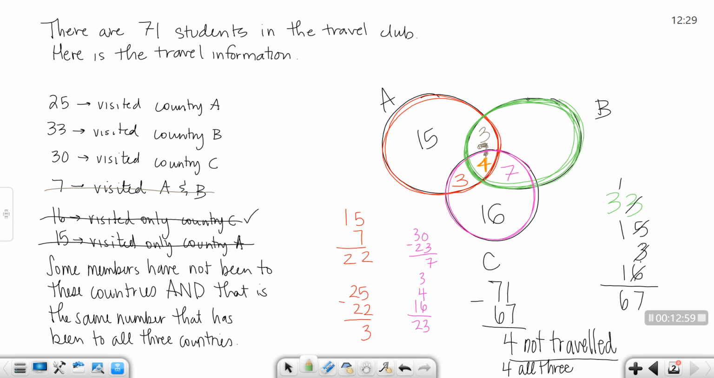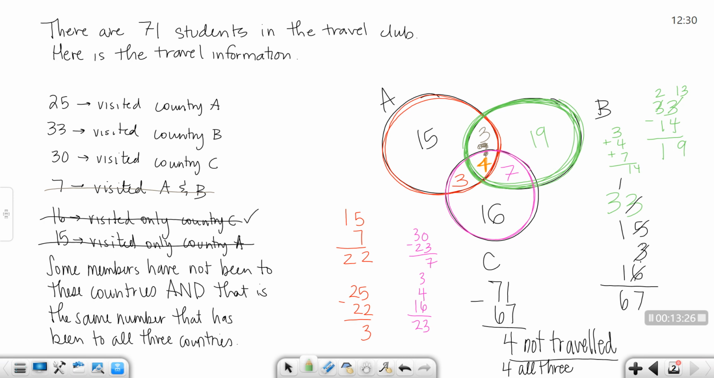Let's go to the green circle. When you go to the green circle, that's country B, you should have 33. And right now, I have 3 plus 4 plus 7. Okay, so that is 14. So if we see how many are left, I'm going to have 19 here.